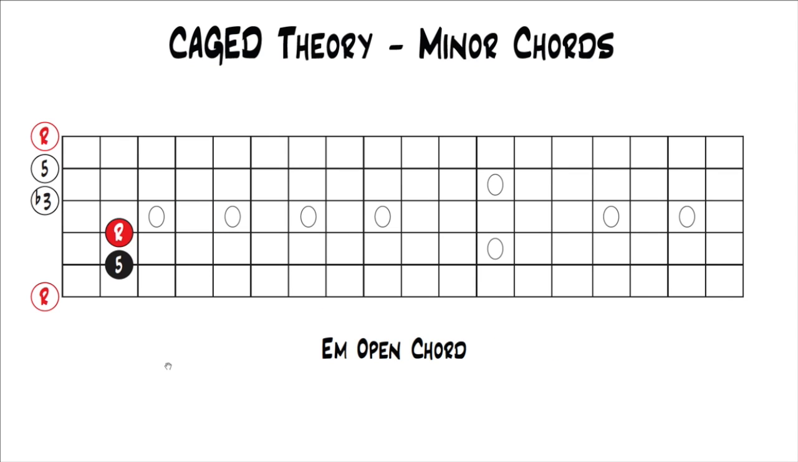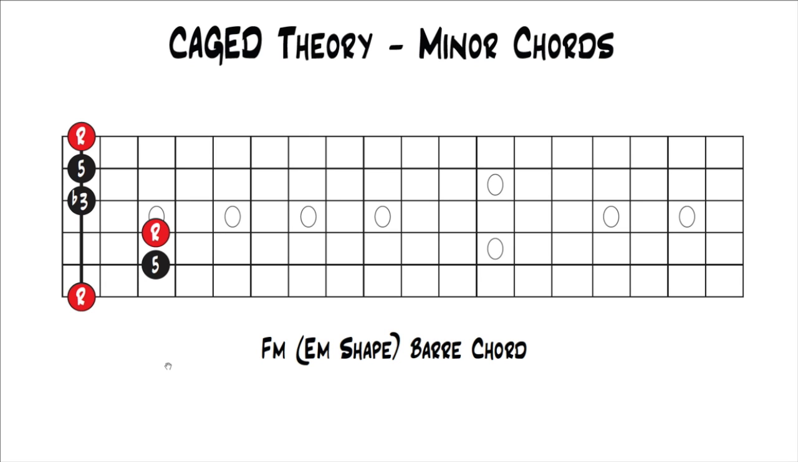The next chord is an E chord, because we've gone through C, A, G, and now we're on E. Since we're in minor, we're talking about an E minor chord. If we take the E minor open chord, which is a very common open chord to play as a beginner, and move that up half a step, now we'd have an F minor bar chord using the E minor shape.